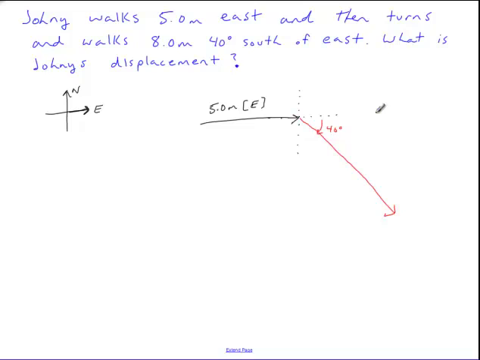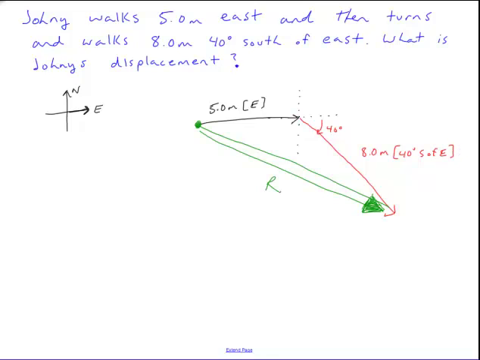So, what does your resultant vector look like in this case? We started here, we went this way, then we went this way. We're going to end up down there. Draw a big double arrow with a big fat tip. So this is going to be your resultant. And I should have also labeled this as 8 meters 40 degrees south of east.